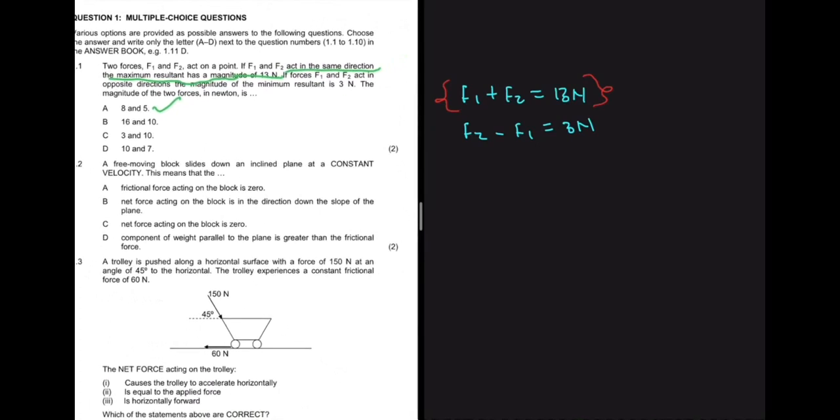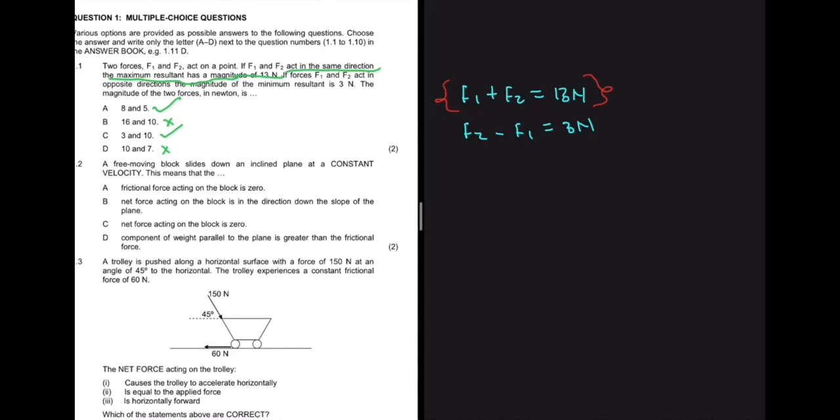So A satisfies our first condition. Then B, 16 and 10, that cannot be true. And then for C, we have 3 and 10, which is also equal to 13, right? And then D, we have 10 and 7, which is definitely not true. So now we're just looking at A and C to find our answer. So let's look at our second criterion.